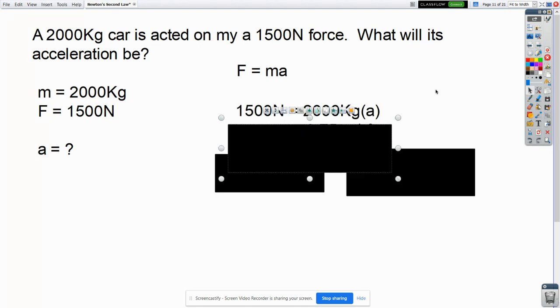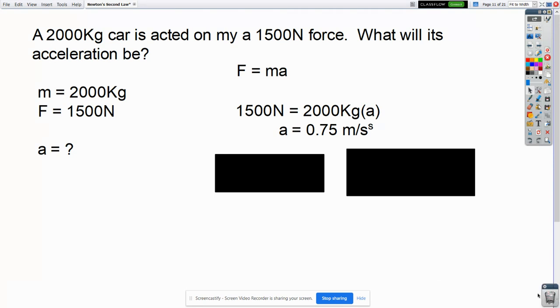A substitute. I've got 1,500 newtons. That's my force. I've got 2,000 kilograms. That was my mass, and I'm solving for A. I'll divide both sides by 2,000 to solve for A. 1,500 divided by 2,000 is 0.75, and the unit is meters per second squared.